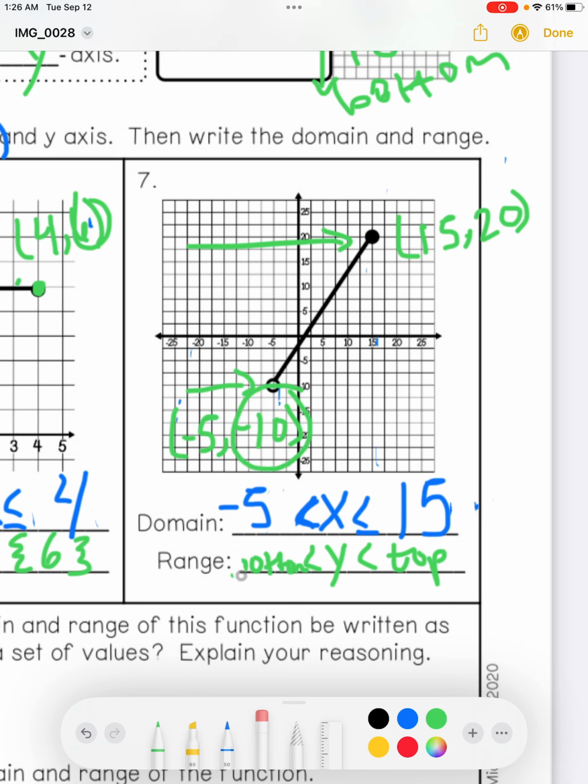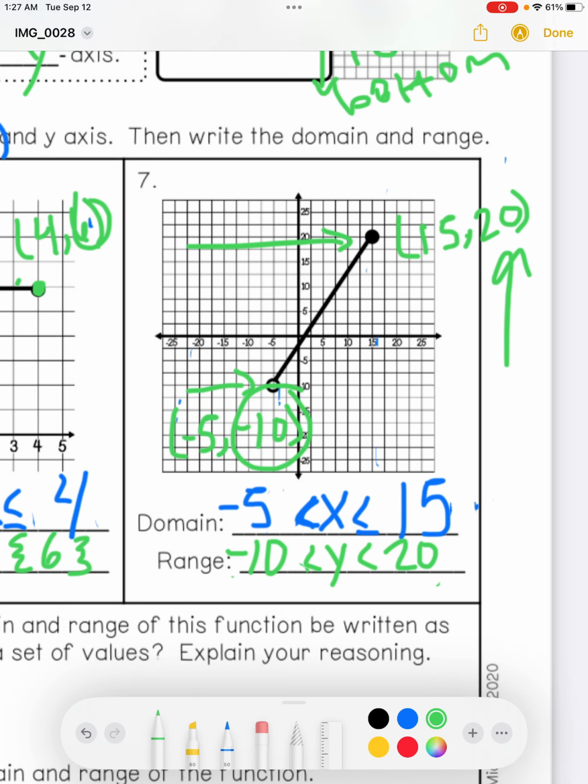So we go down here and we erase that. We get -10. And then the top point would be, well, let's find out. What's the y value? 20. And there you go. That is domain and range when you have a line. Okay? Pretty simple. Oh, wait. I almost forgot the last step. Don't forget this last step.